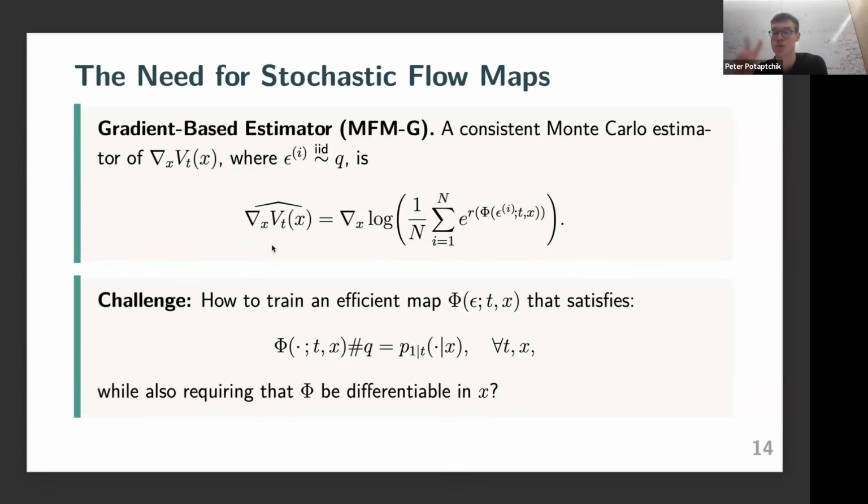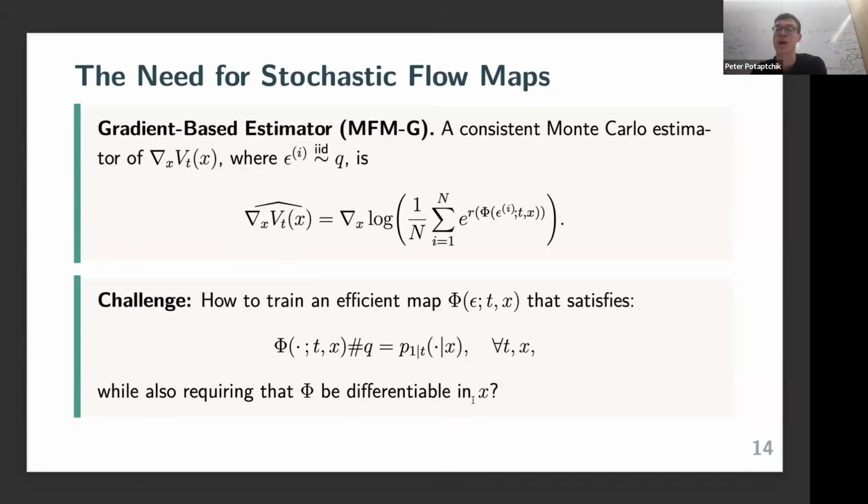And so there are two things that we required here. First, this reparametrization, this conditional transport constraint, that I transport Gaussian samples Q to posterior samples. And then the second one was that my map phi was differentiable with respect to x. And the question now is, how do you train such a map?